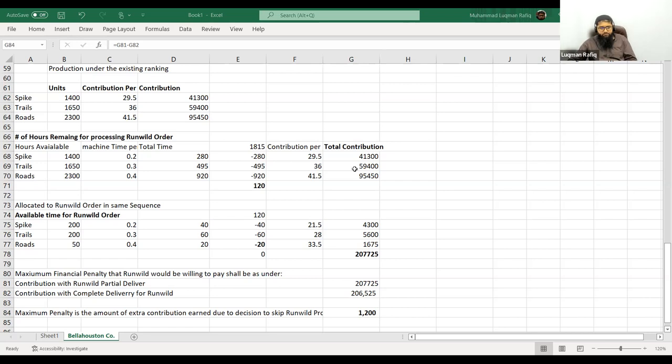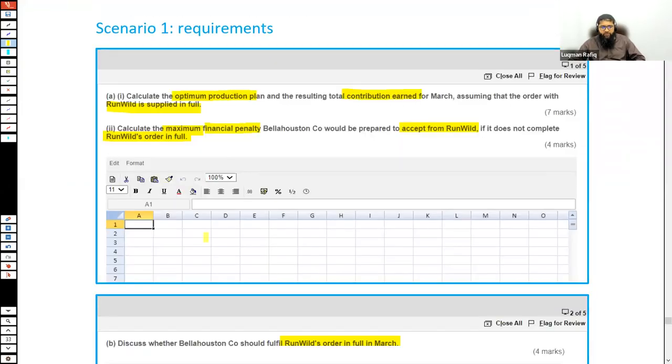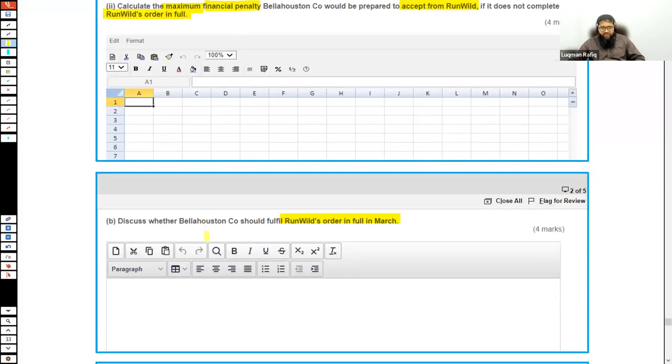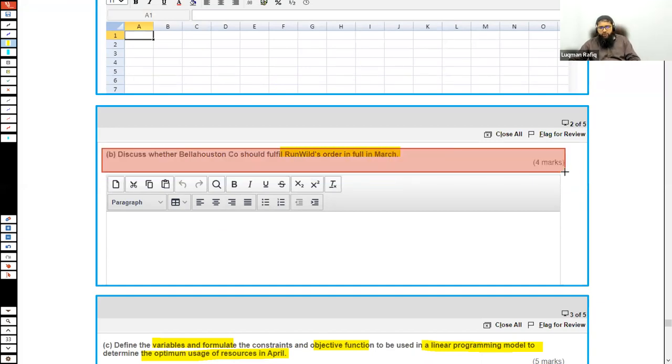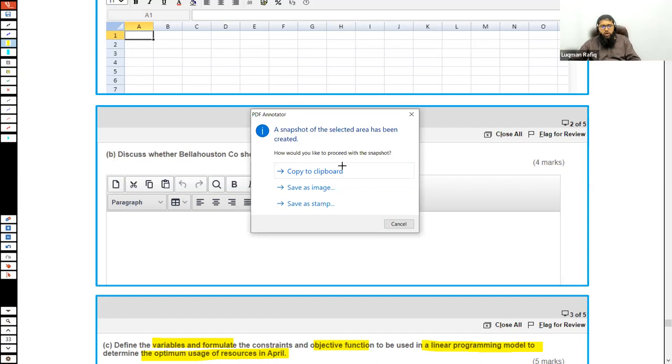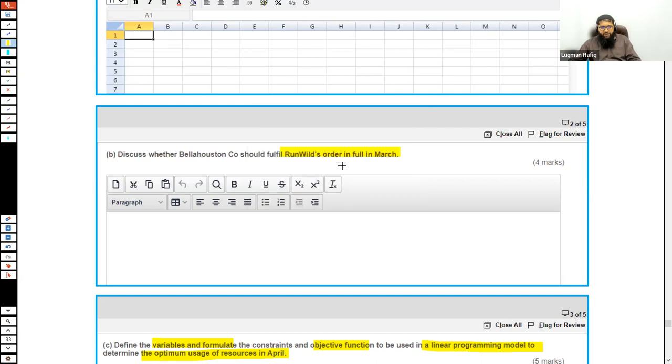Okay, now let's move on to the next requirements of the question. It says discuss whether Bellahouston should fulfill Renfrew's order in full in March. Well, there are two, three things. You cannot talk from a single perspective. You've got to talk from multiple perspectives.